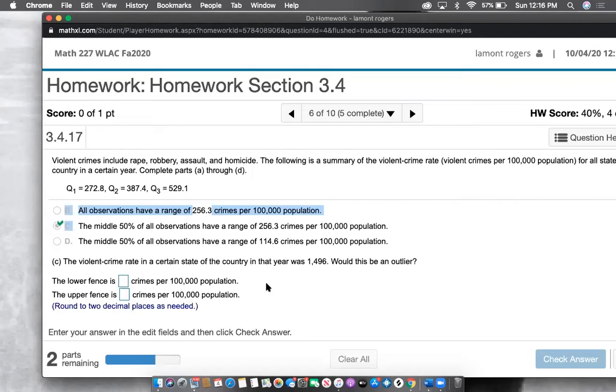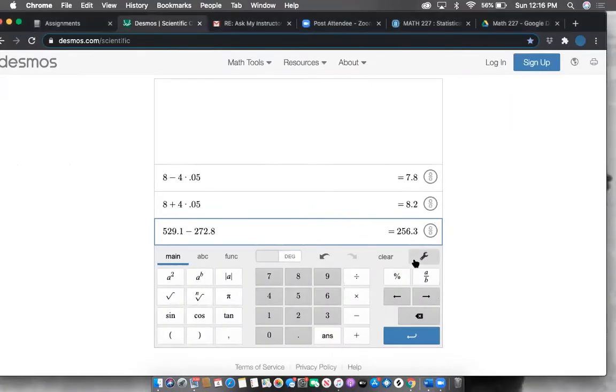So yeah, the lower fence. Lower fence is going to be Q1 minus 1.5 times the IQR. So we got Q1, it's 272.8. We can plug in 272.8. Go to your calculator. There's your 272.8. If you want to just delete the negative and the 5, yeah, there you go. And then go to the right and put minus 1.5 times 256.3. That's your lower fence. Cool.